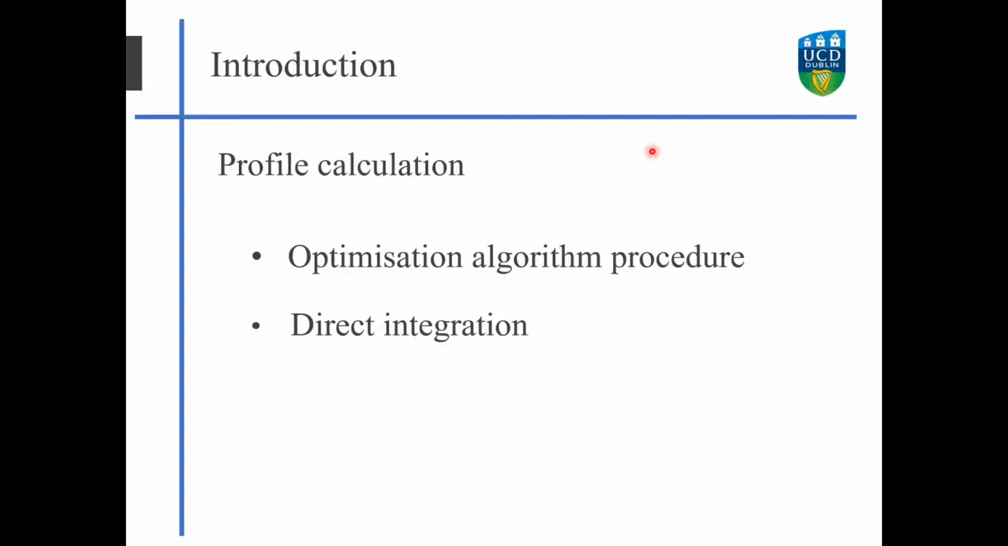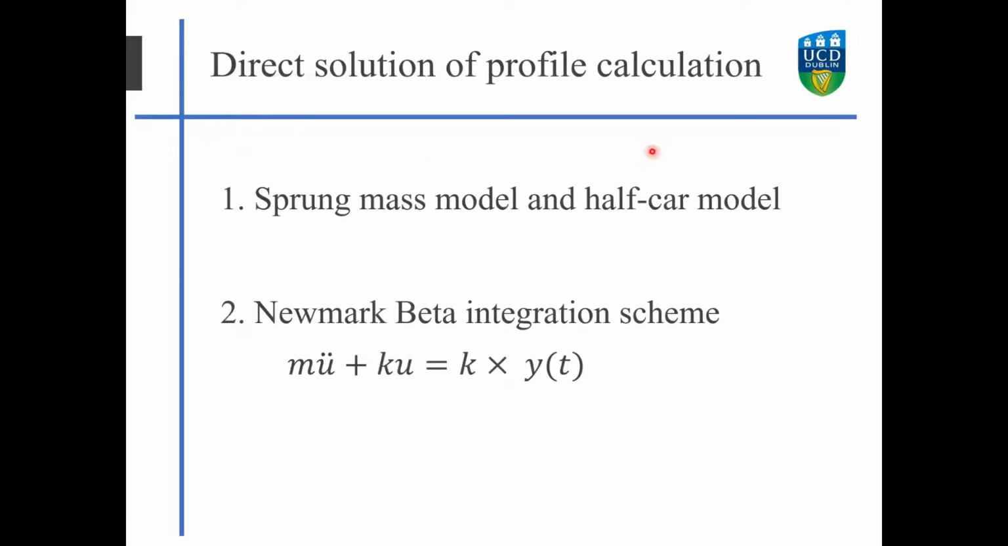Today, I will introduce a new direct integration method. This method is much more efficient than the optimization method and allows the calculations to be finished in a very short time. I used sprung mass and half-car model in my research. Also, I used Newmark beta integration method to solve the dynamic equation.